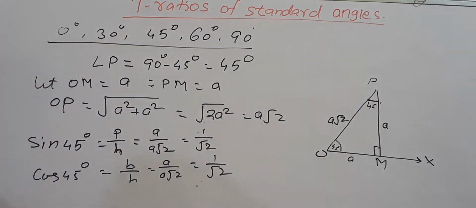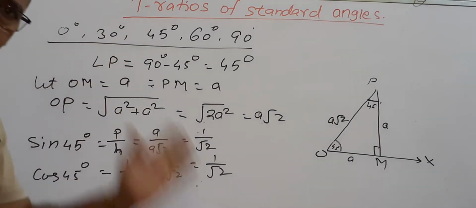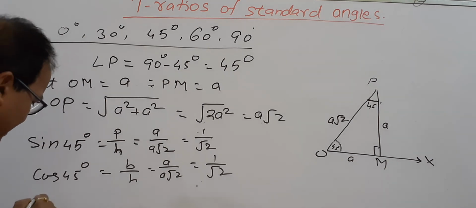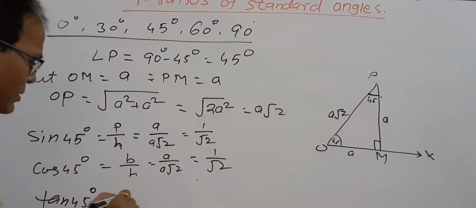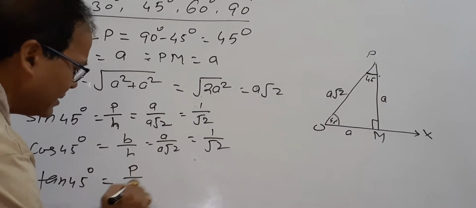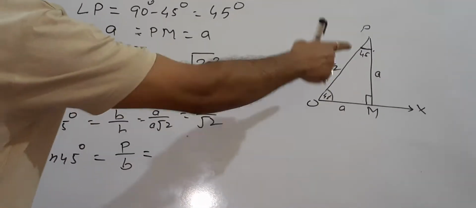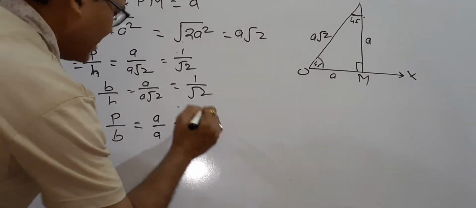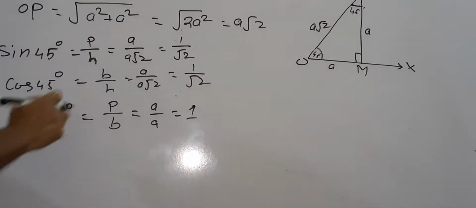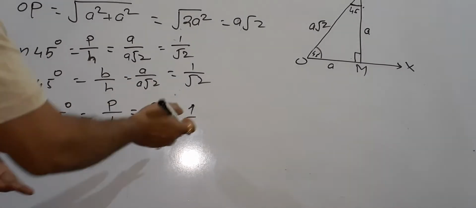Like that, any T ratios. Tan 45 degree is equal to P by B, perpendicular by base. A by A is equal to 1. Cot is just the reciprocal, so 1 by 1 is the same.